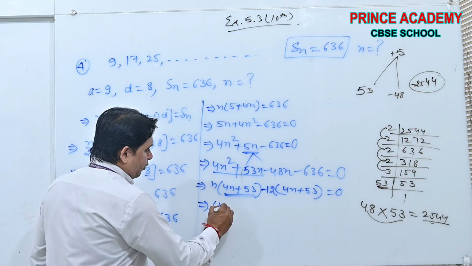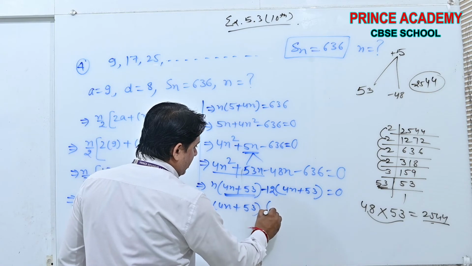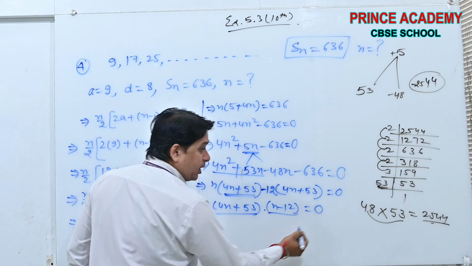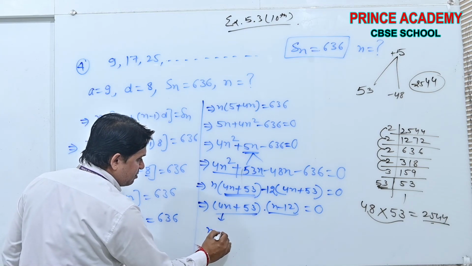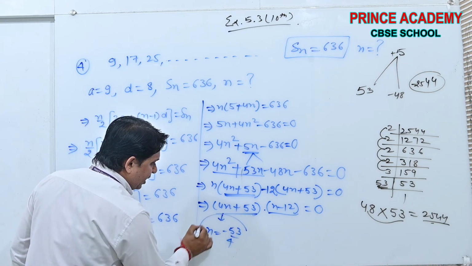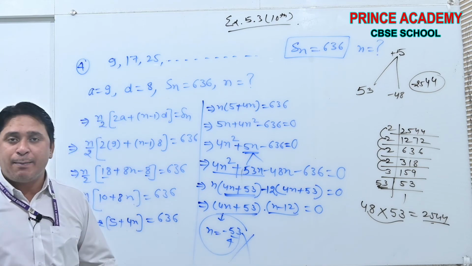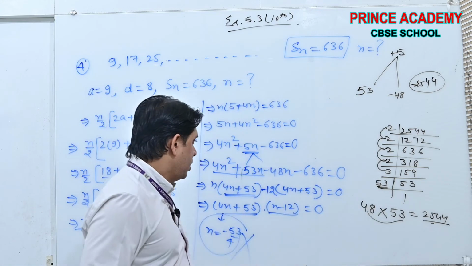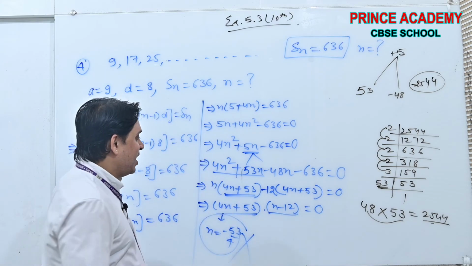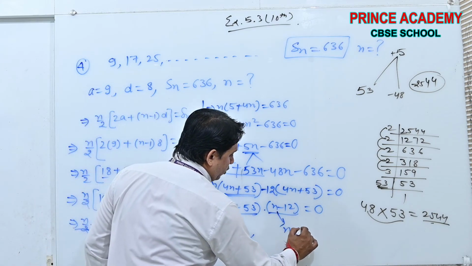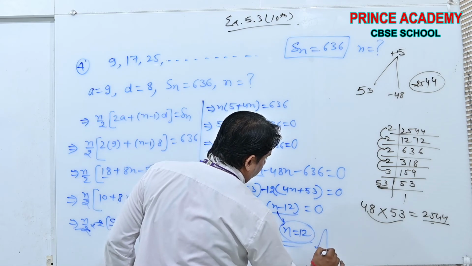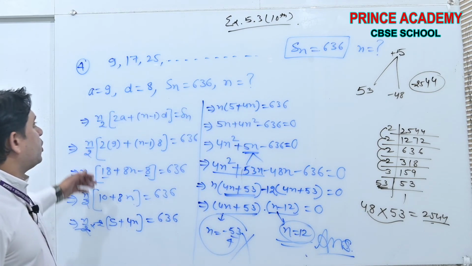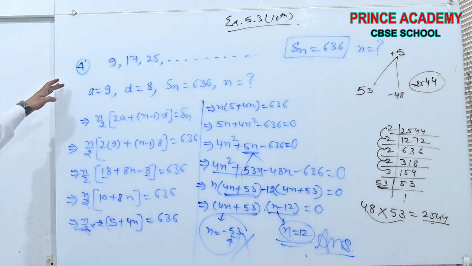Now see, 4n plus 53 is common and n minus 12 is there. Product of two quantities is 0. From here you will get n is minus 53 by 4, which is not possible. Why? Because n can't be negative or fractional. And from here n is equal to 12. This is the answer. Okay beta? You can take the screenshot. This is question number 4.